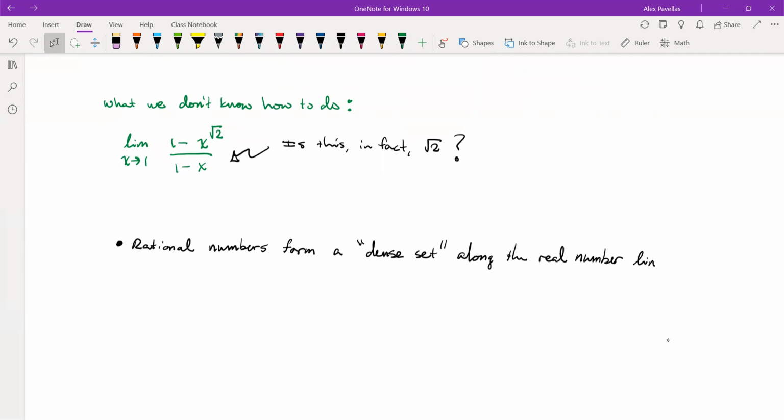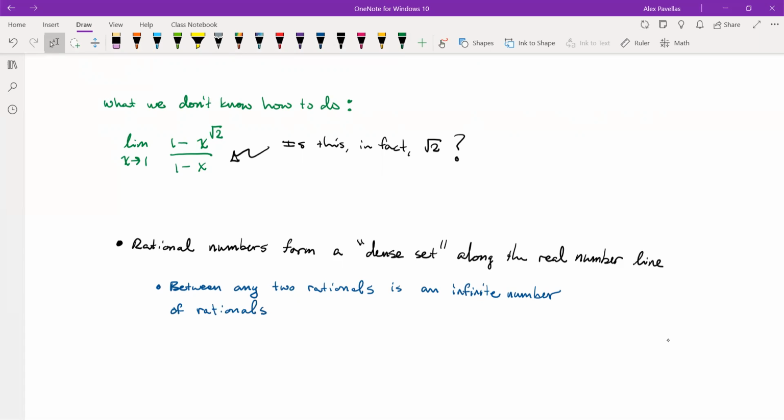What does that mean? It means pick a number, pick two numbers, any two numbers, and you can always find an infinite number of rational numbers in between them. Okay, so this means that between any two rationals is an infinite number of rational numbers. Okay, why is this important?